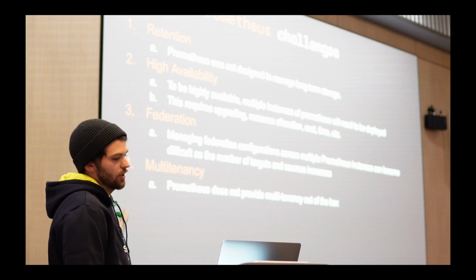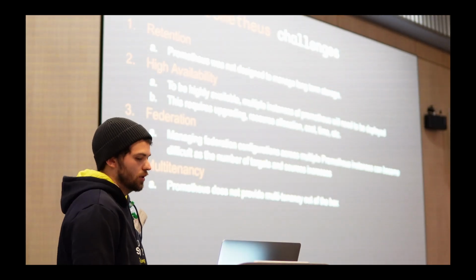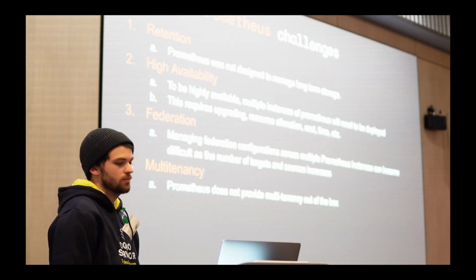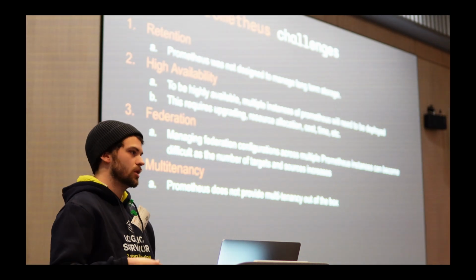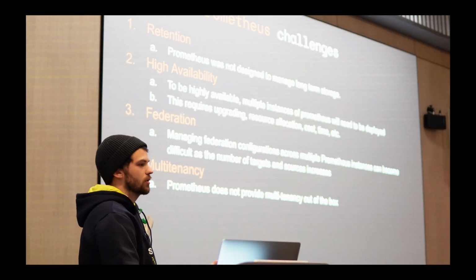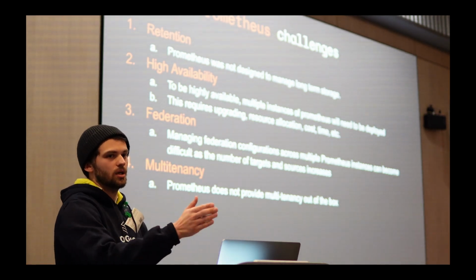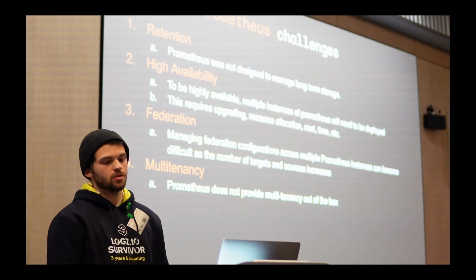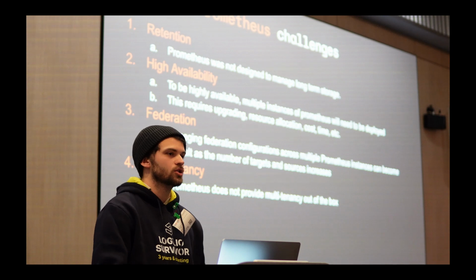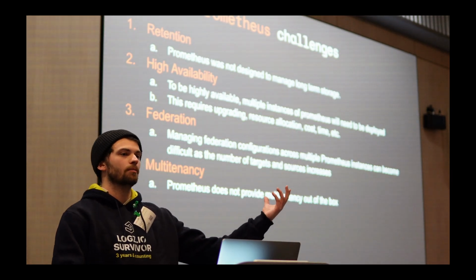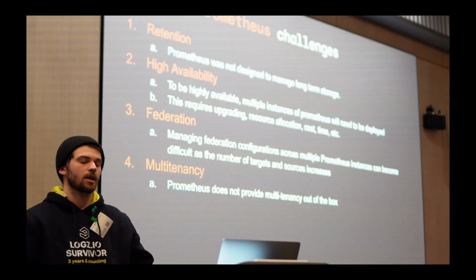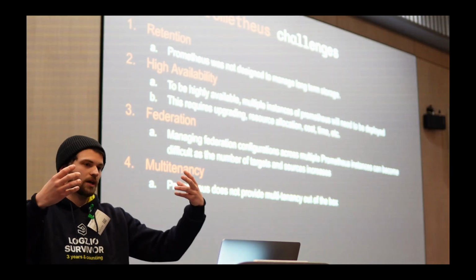Same with high availability, right? To be available, multiple instances of Prometheus need to be deployed. So like I was mentioning earlier, if you're running multiple clusters across different regions, right, you're gonna have to deploy Prometheus on each one of those. And there's something called federation in Prometheus, which allows you to grab metrics from multiple areas and hit an endpoint, and it kind of unifies the data.